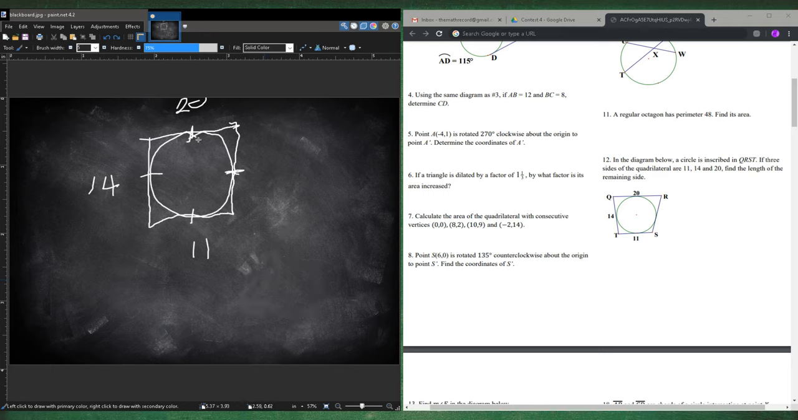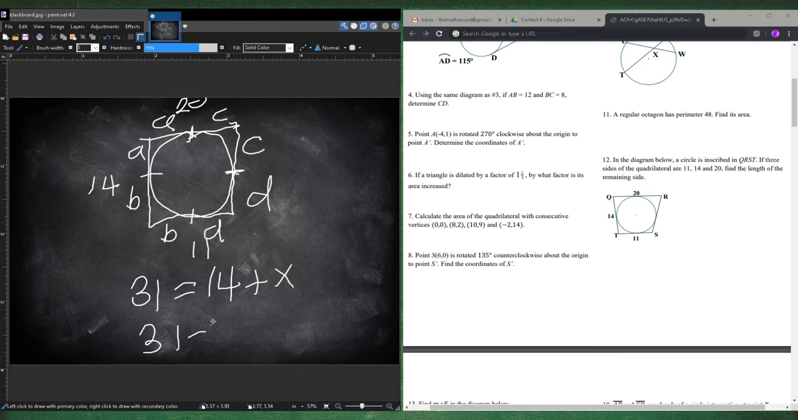So if we have something here and it's tangent, tangent, both of these lengths are the same. Both of these lengths are the same, though A and B don't have to be equal. So if we add opposite sides, 20 plus 11 is 31. So that's A plus B plus C plus D. Then we have A plus B, which is that side, 14, plus C plus D, which is just this side, x. So you just have 31 minus 14 to get that side length, which is equal to 17.